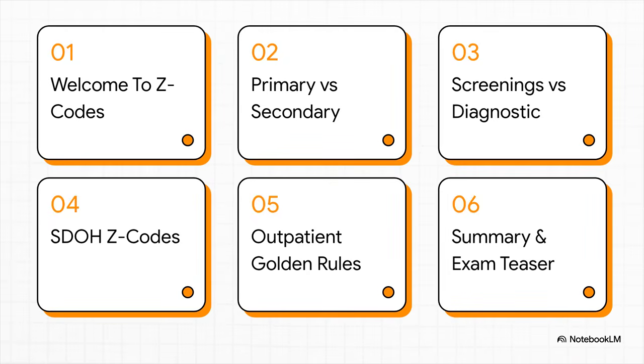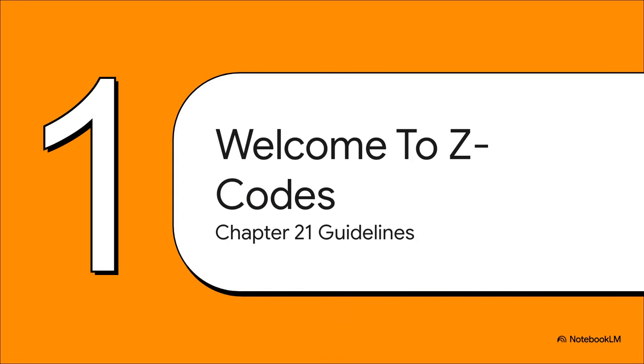Look, I know study fatigue is a real thing, but I promise, today's explainer is going to make outpatient sequencing completely effortless. We've got a clear roadmap of the high-yield traps we're about to tackle. Here's our agenda. 1. Welcome to Z-codes. 2. Primary versus secondary Z-codes. 3. Screening versus diagnostic encounters. 4. Social determinants of health. 5. Outpatient diagnostic golden rules. And 6. Our summary and exam teaser. Okay, let's dive into this.